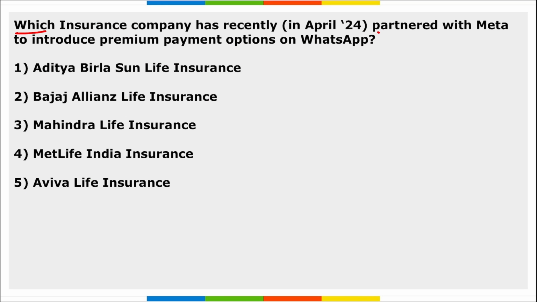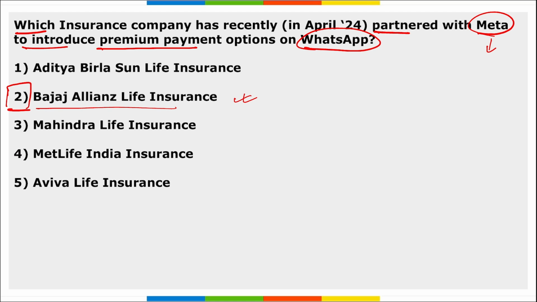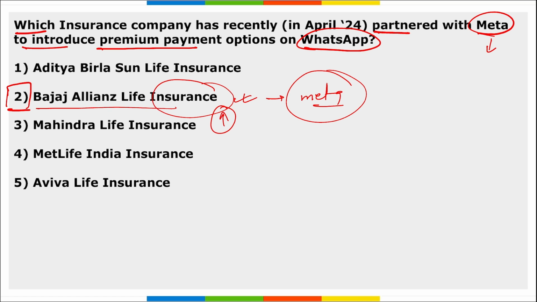Next, which insurance company has partnered with Meta, earlier known as Facebook, to introduce premium payment options on WhatsApp? It will be Bajaj Allianz Life Insurance. They have partnered with Meta to introduce premium payment options, because it's an insurance company. So now customers can pay the premium for their insurance policies through WhatsApp. And WhatsApp is a company of Meta only, remember. Meta owns Facebook, WhatsApp and Instagram also.